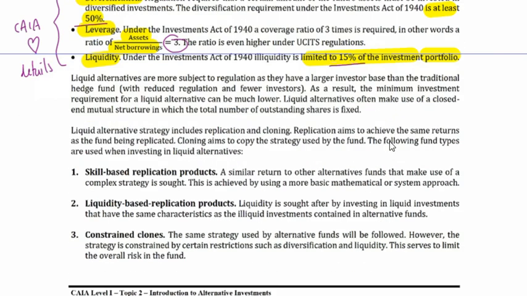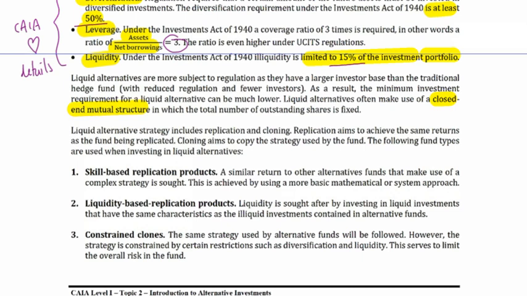Okay, we look over here. Liquid alternatives are more subject to regulation than traditional hedge funds. Remember, typically speaking, hedge funds are not subject to a large amount of regulation. Liquid alternatives also make use of a closed-end structure, which we spoke about at the beginning of this chapter.